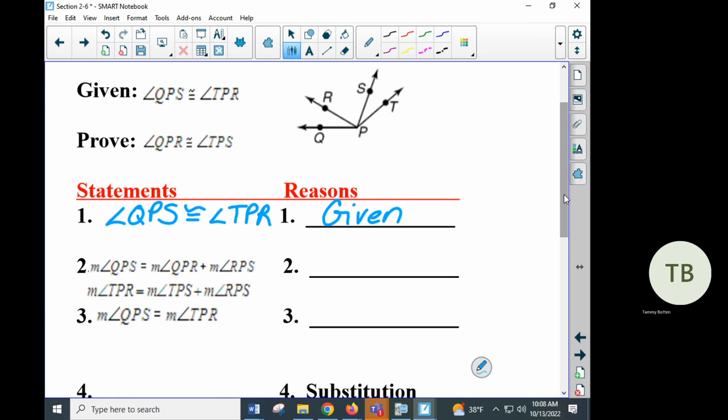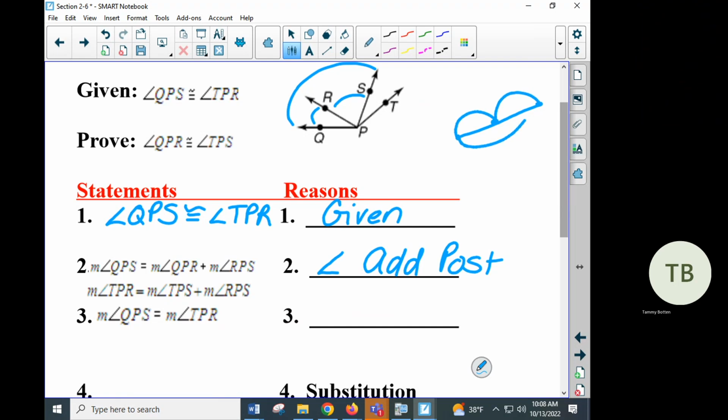So it's saying angle QPS, which is this whole thing, equals angle QPR, which is this, plus RPS, which is that. So what they did there is they took that angle and broke it up into parts, and that is angle addition postulate. Just like we did when we took a segment and broke that into parts, that was called segment addition postulate. Okay.